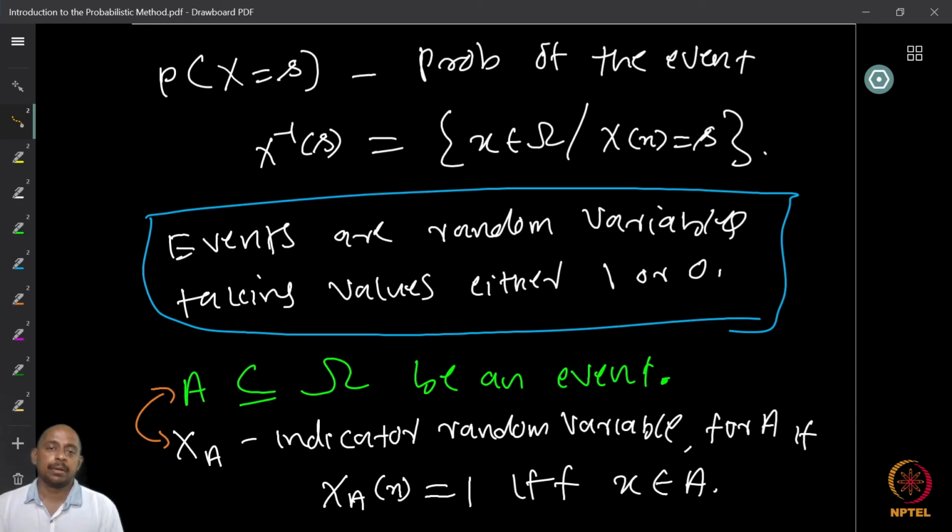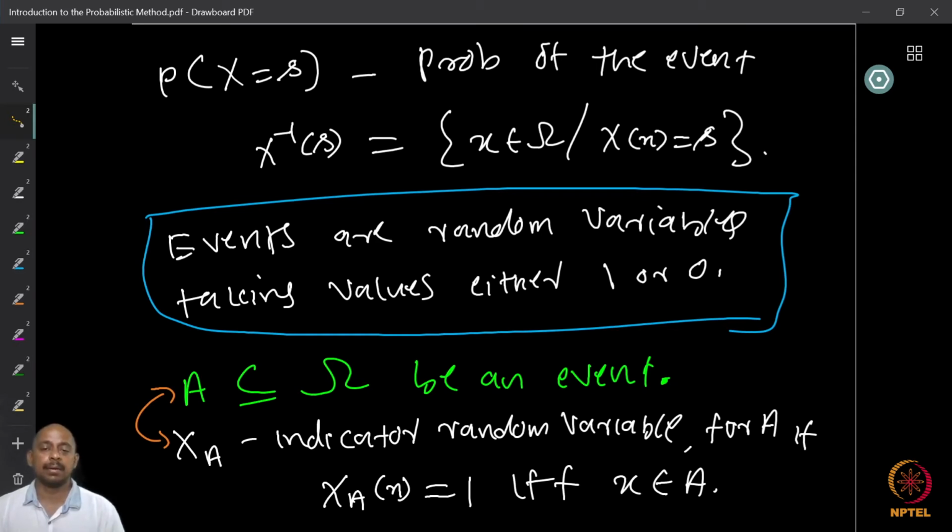Now, the probability of X equal to s is the probability of the event X inverse of s, right? X is a function, therefore X inverse of s is the set of all small x in omega where X of small x is equal to s, right? So all the elements mapped to s under the random variable X.